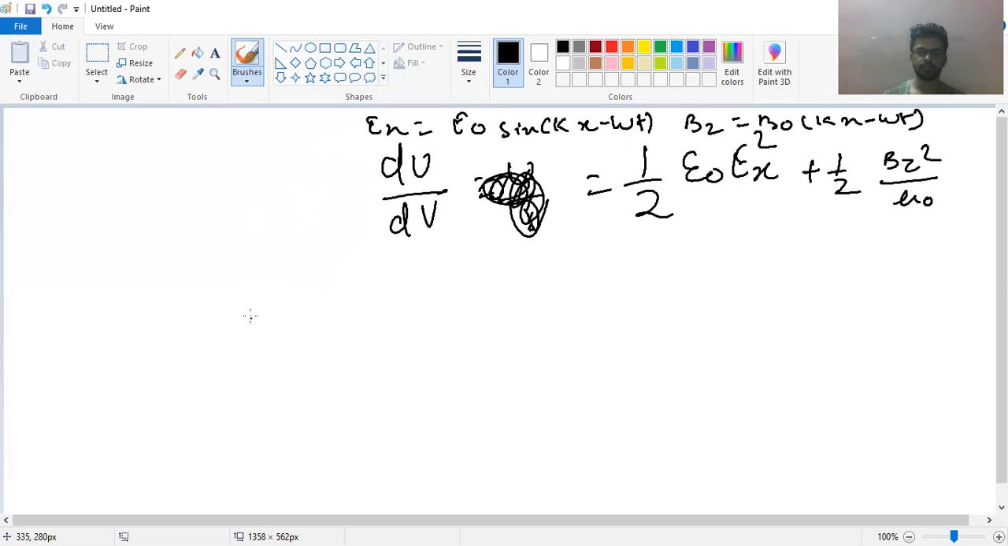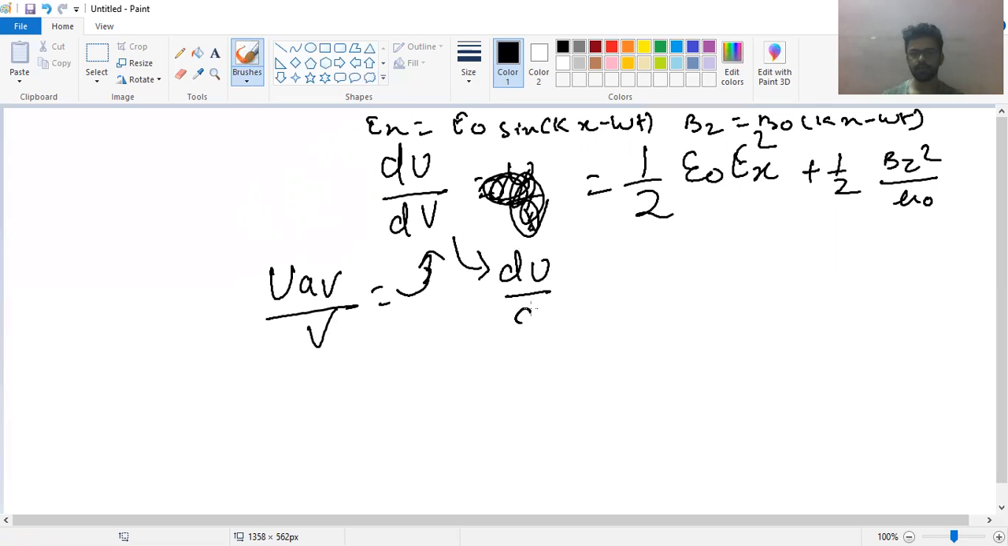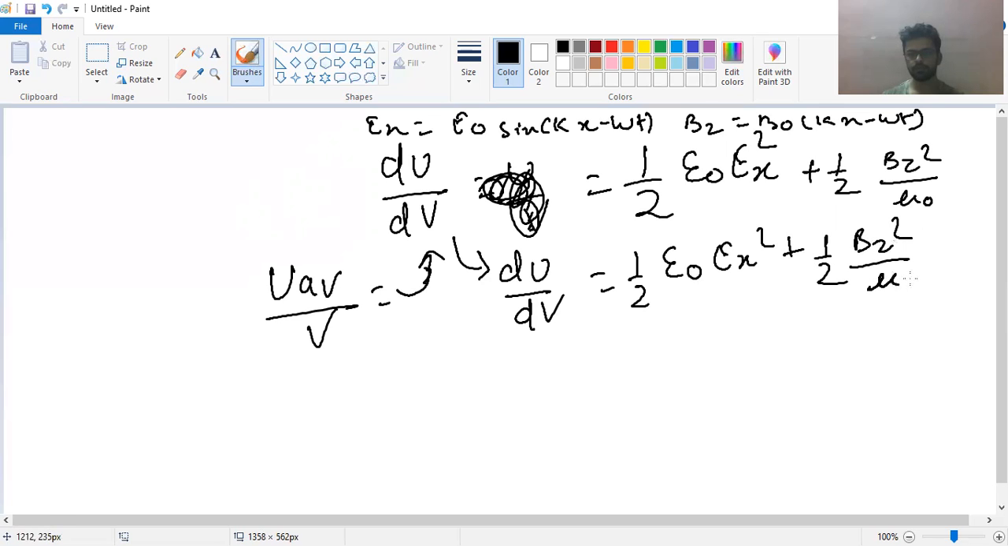So we are studying the average energy density, which means total energy per unit volume. To calculate it, we have to go by this differential equation: del u by del v is equal to 1 by 2 epsilon Ex square plus 1 by 2 Bz square by mu naught. Then we will put the expression of Ex. What is Ex?